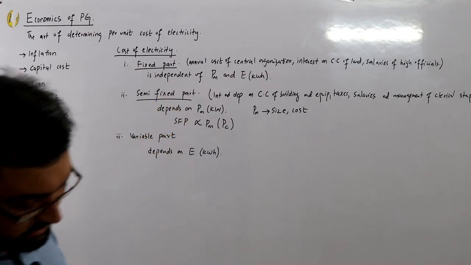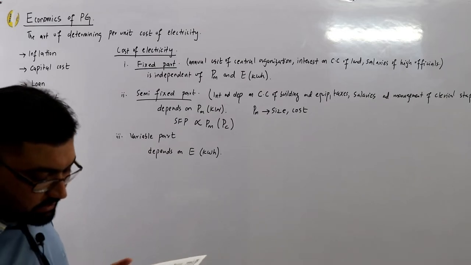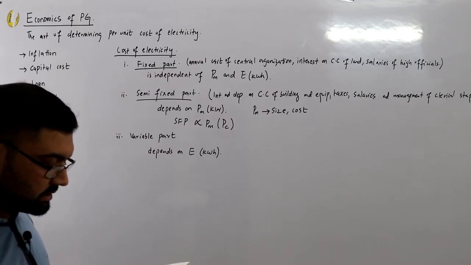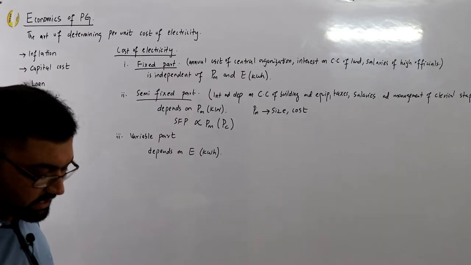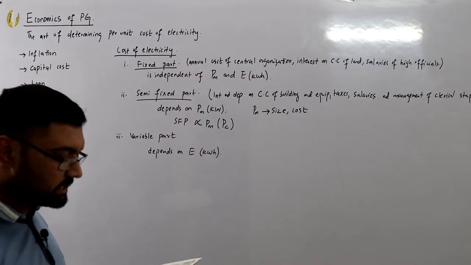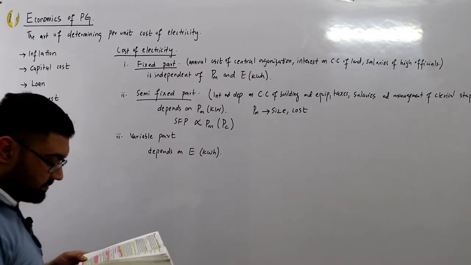Of the power plant. The greater the maximum demand of the power station, the greater is its size and cost of installation. Further, the taxes and clerical staff depend on the size of the power plant and hence on the maximum demand.